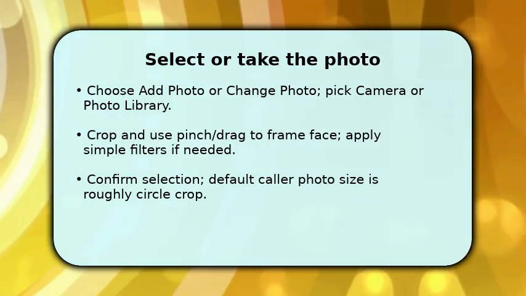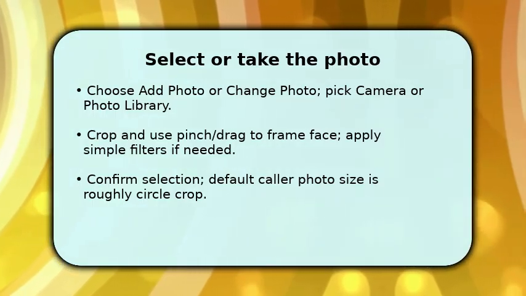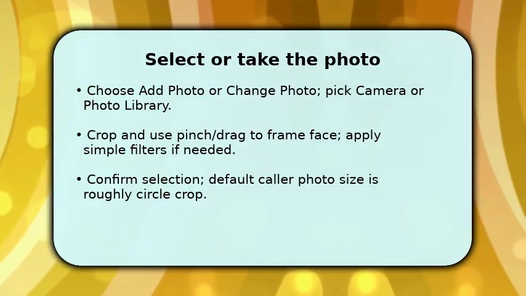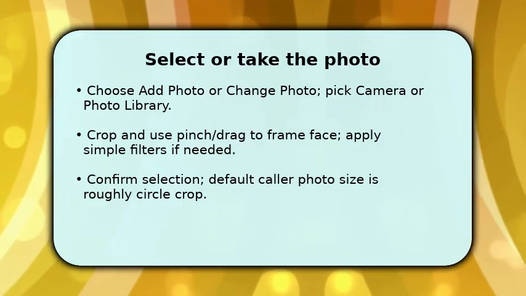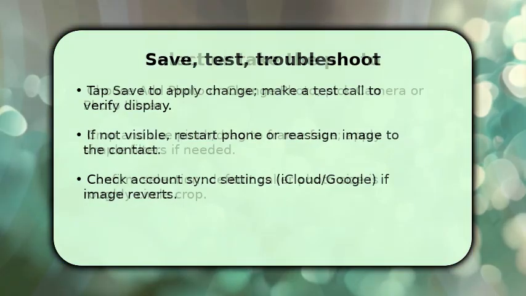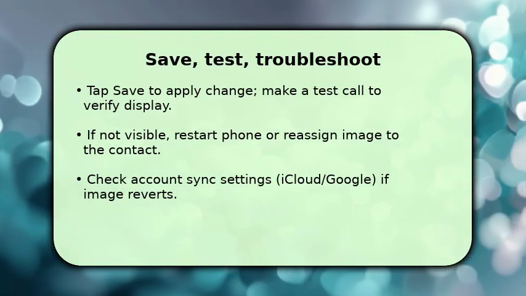Once framed, pinch and drag to adjust the crop because contact images often display as a circle. Confirm the selection. This writes the image to the contact and ensures it will appear during incoming calls. Finally, tap Save to commit the new photo to the contact.